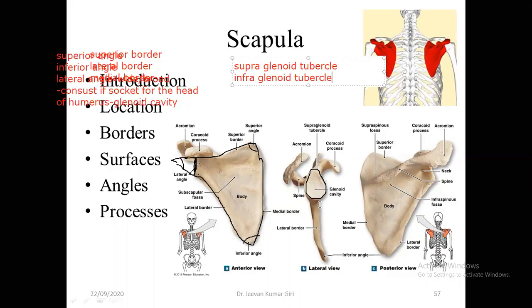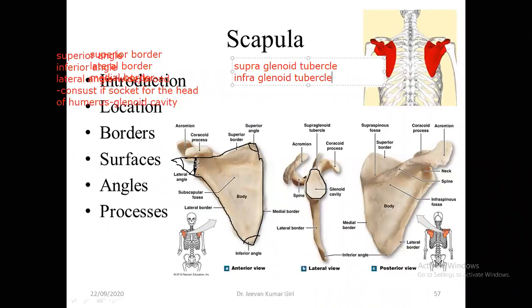Now see, the lateral border extends from the infraglenoid tubercle to the inferior angle. Are you getting? So from the infraglenoid tubercle to the inferior angle, that is the lateral border, and it is the thick border. Just remember this tubercle, because there are muscle attachments at this tubercle. So this is about the angle.